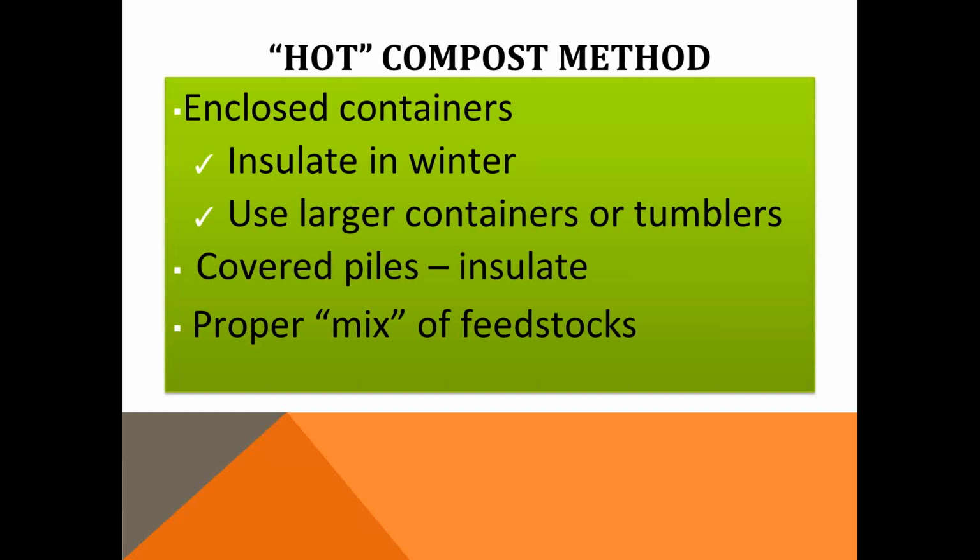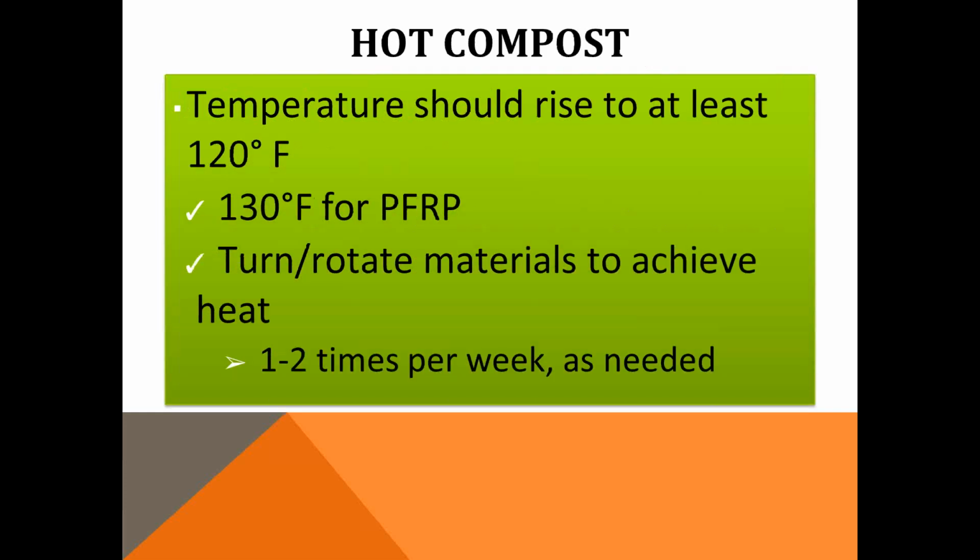If you're doing the pile, you really want to insulate it, cover it with a tarp or hay, and you want your proper mix of feedstocks. You really need to make sure you have your carbon and your nitrogen sources mixing in the appropriate amounts. For hot compost, your temperatures should at least rise to 120, 130 for 3 to 15 days to kill off pathogens and weed seeds. And turning and rotating that once or twice a week will achieve that.